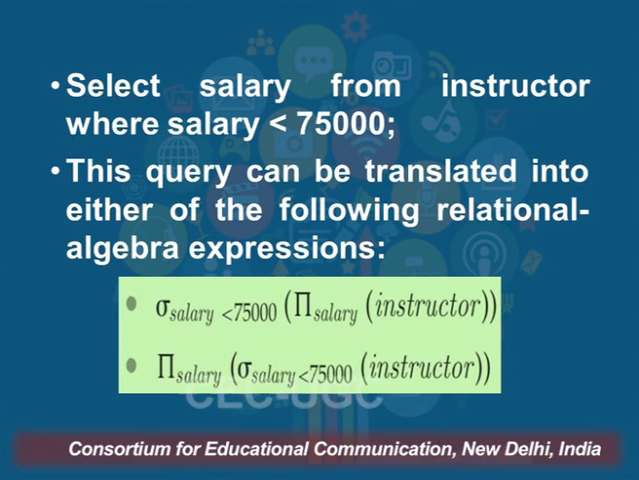Here are the two relational algebra expressions given. The first relational algebra expression says you need to take out the salary of the instructor first, that means you first need to pick out that column. So the projection and then the selection, or another idea could be the selection first and then followed by the projection.